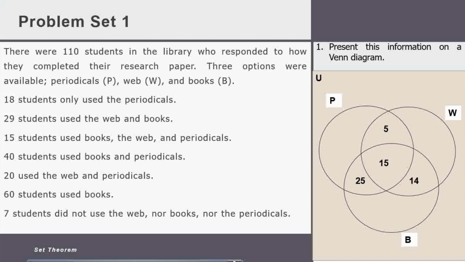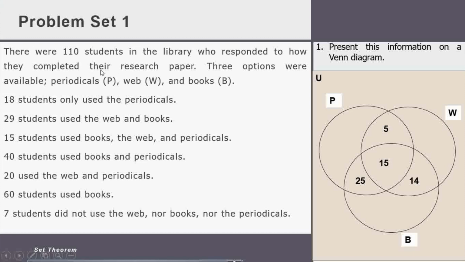Now that we've managed to add the intersection for the 3 and the intersection for 2 sets, we now move on to adding students who only used one option. So we can go back again to our top part of the information. We are told we have 110 students.